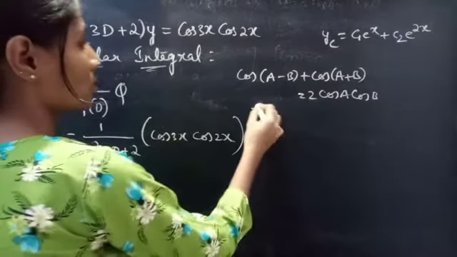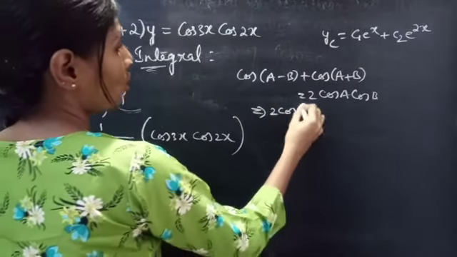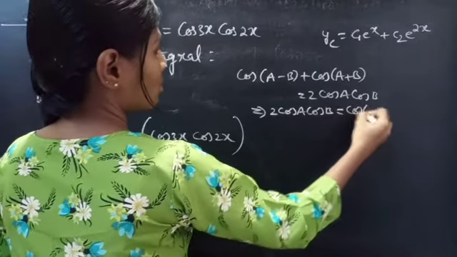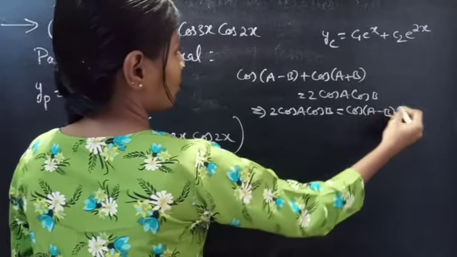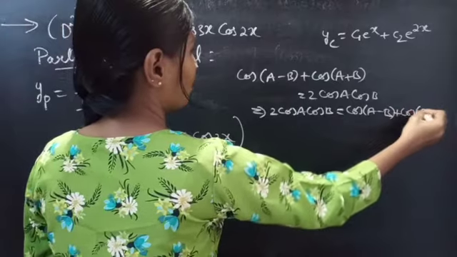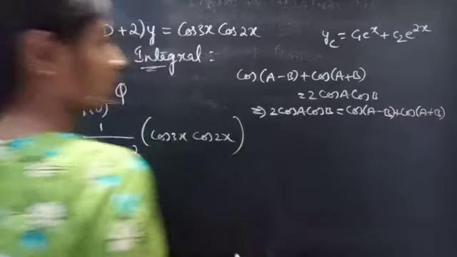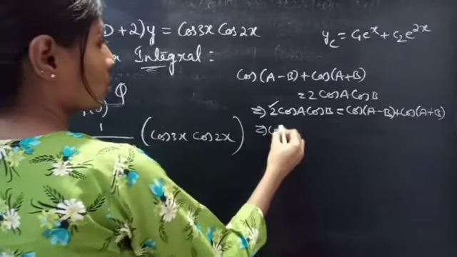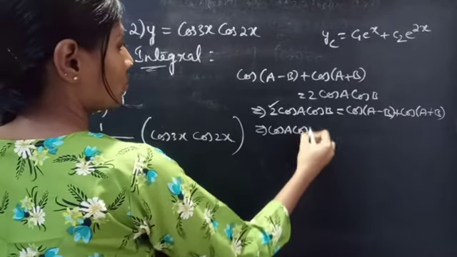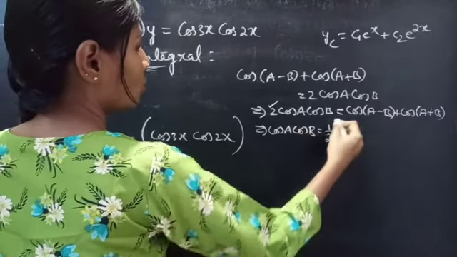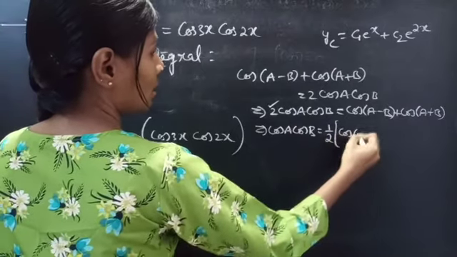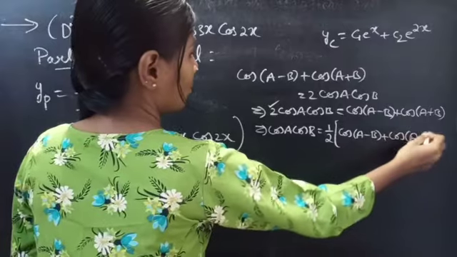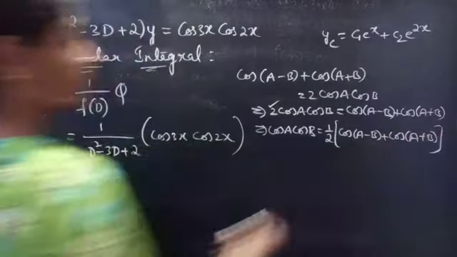Or we can just write it as 2 cos a cos b equals cos(a minus b) plus cos(a plus b), right? Now take this 2 to the RHS, we'll get cos a cos b equals 1 by 2 into [cos(a minus b) plus cos(a plus b)], right?